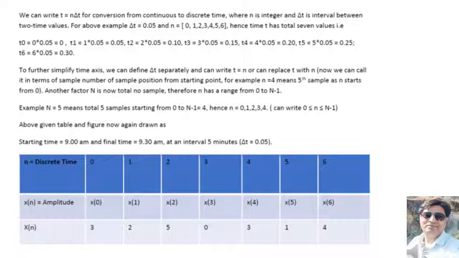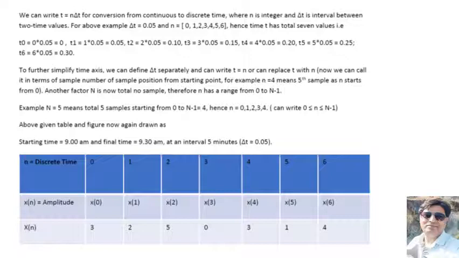For example, suppose N is equal to 5, that means we have a total of 5 samples starting from 0 to N minus 1, that is 4. Our highest value of sample is 4. Means for small n we have a total of 5 values starting from 0 till the last value 4, means 0, 1, 2, 3, 4, and also we can write it as n is in between 0 to N minus 1.